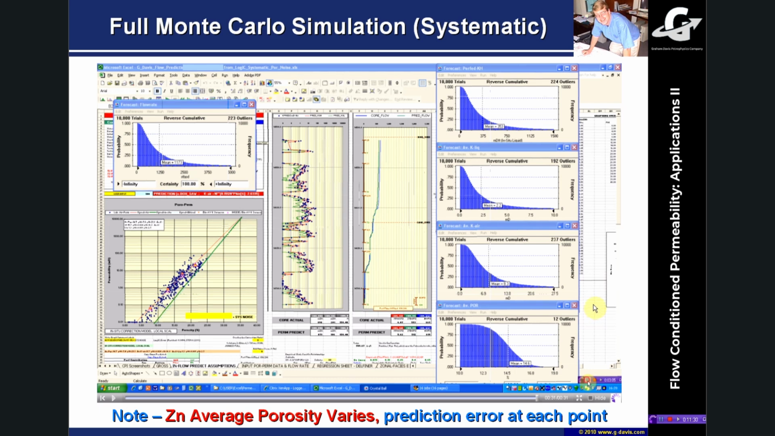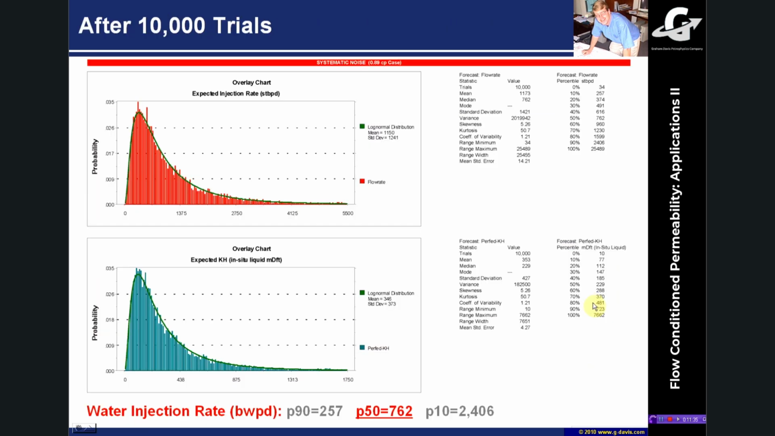So with this additional geological noise, we find that our mean expected flow rate is 762 barrels of water per day, and you can see it's a much more negatively skewed log normal distribution. So there's a chance that we'll get some high rates away, but on the whole, things are looking a little bit poorer.